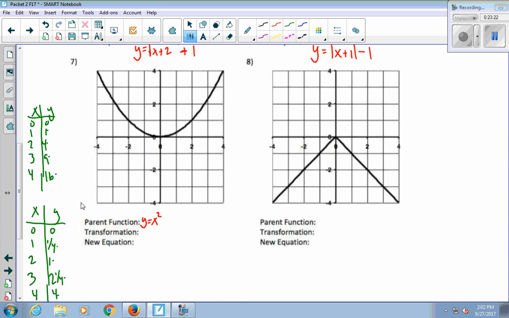So it looks like my y values are a quarter of what they used to be. So my transformation is a vertical shrink factor 1/4. So my equation will be y equals 1/4 x squared.